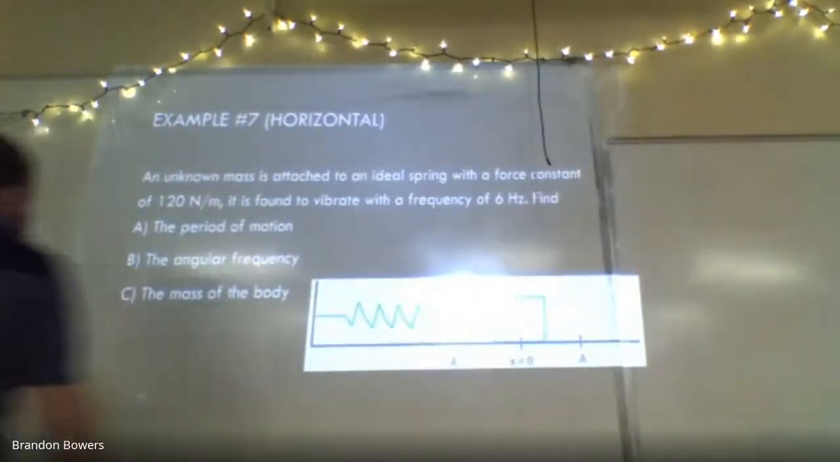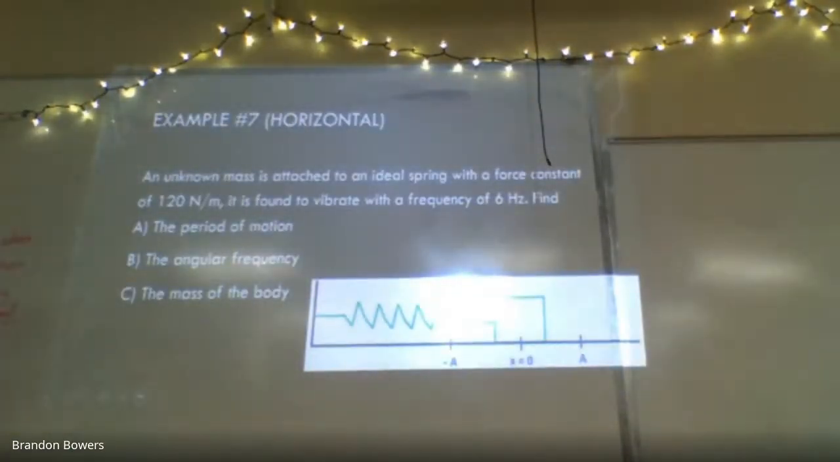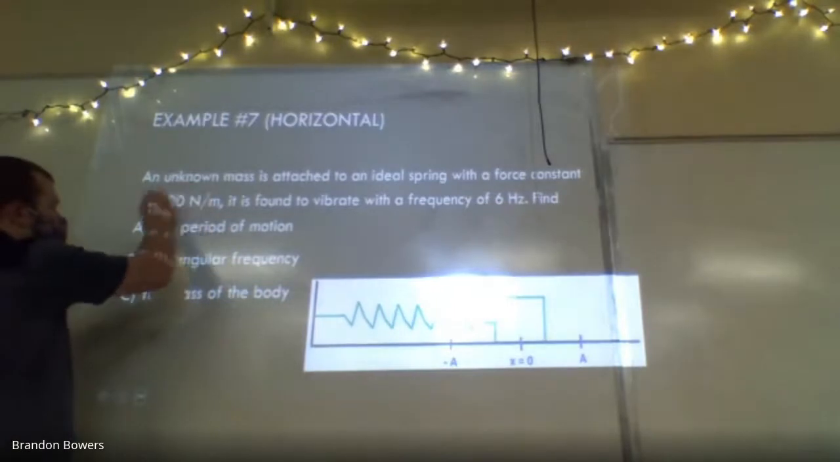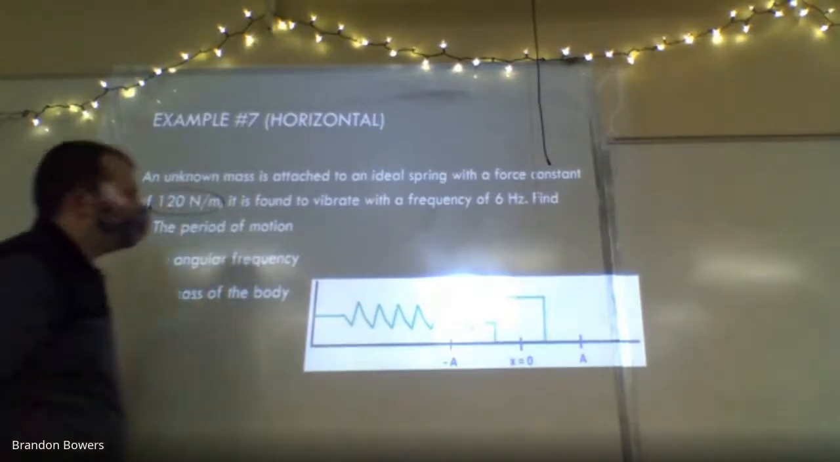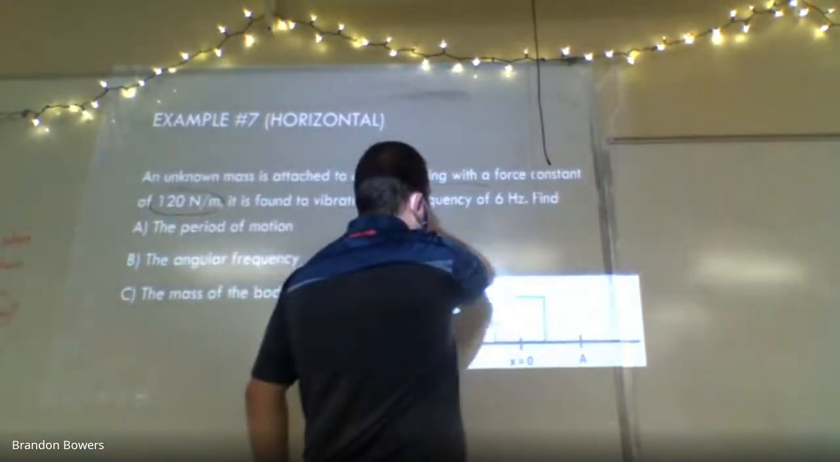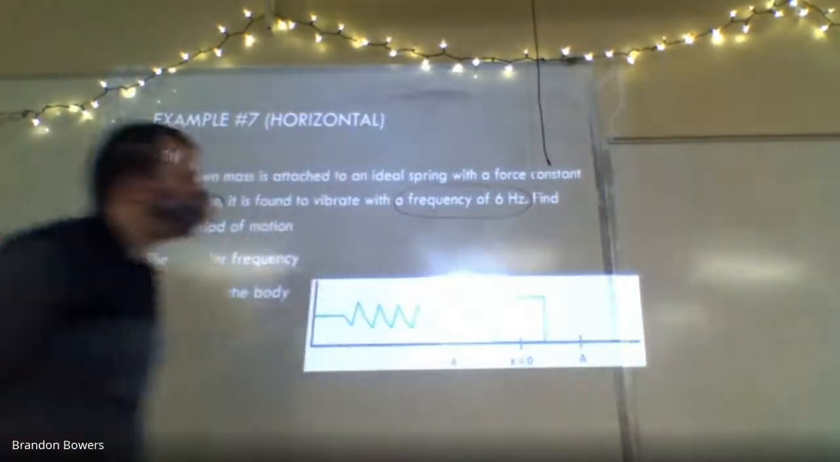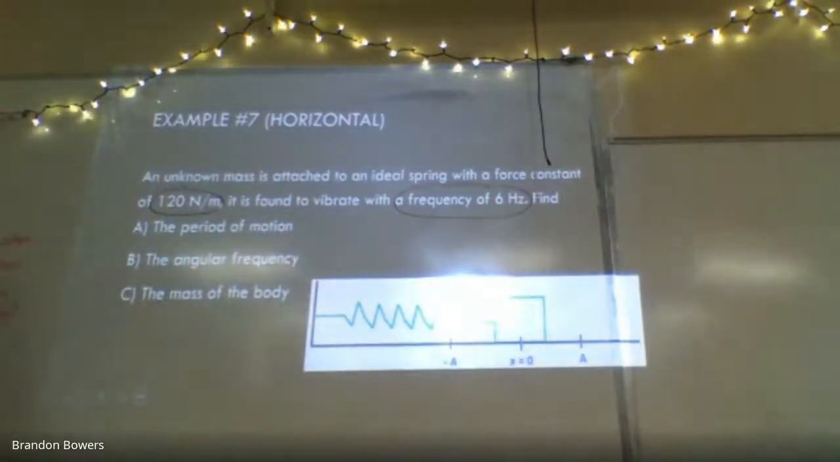All right, so here we go. Horizontal. What do we know? We know the force constant, 120. We know the frequency is 6. That's all it tells us. But we should be able to calculate A, B, and C. Okay? So try that out.